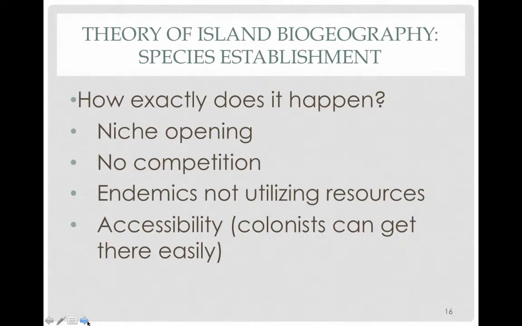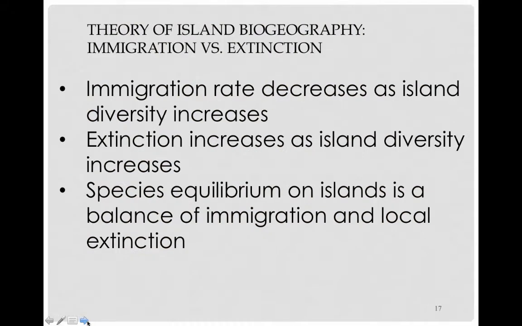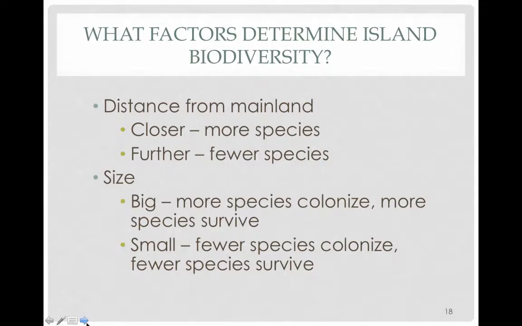All right, so how does this happen? There is an opening in a niche. There's no competition. If there are endemics there, they're not utilizing the resources very well, and then it's accessible. So here are some things you need to know. Immigration rates decrease as the island diversity increases, because there's not any room for them. And then extinction increases as the island diversity increases. More competition, more stuff dies out. Species equilibrium on islands is a balance of immigration and local extinction. Stuff coming in, stuff going out. There is a sweet spot between the two.